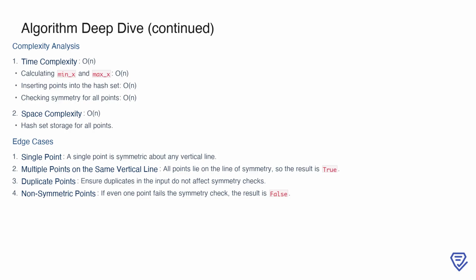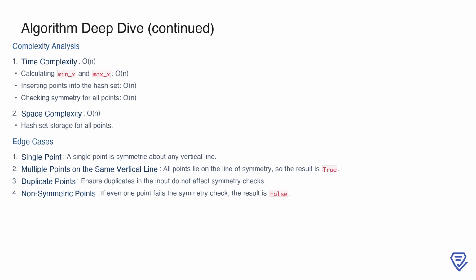Now, let's consider some edge cases. If the input contains only a single point, it is symmetric by definition since there are no other points to compare. For multiple points that all lie on the same vertical line, symmetry is guaranteed because the line itself serves as the axis. Duplicate points in the input do not affect the symmetry check, as they do not change the positions of the unique points.